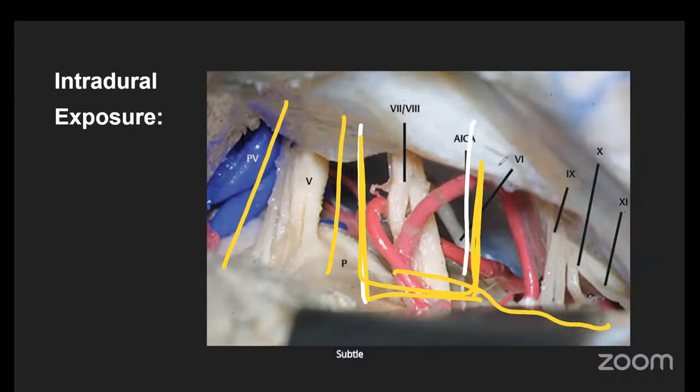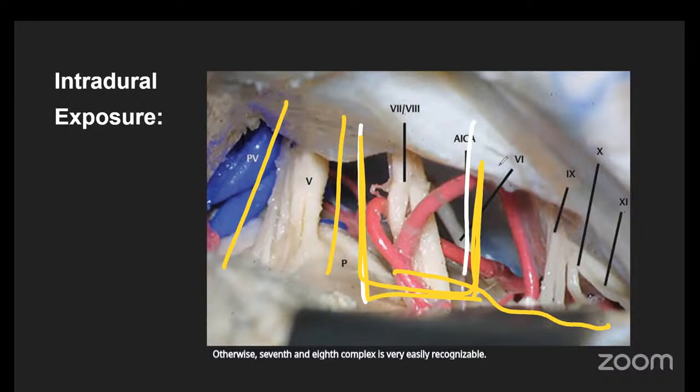Subtle retraction, drain the CSF, and then you wait for the anatomy to show. Usually the 7th and 8th are very perfectly visible once they are open. The only problem during exposure is when the lesion is very huge and is distorting the normal anatomy, and then you're not sure which nerve is which. Otherwise, the 7th and 8th complex is very easily recognizable.